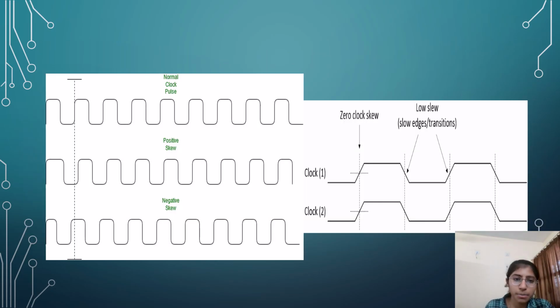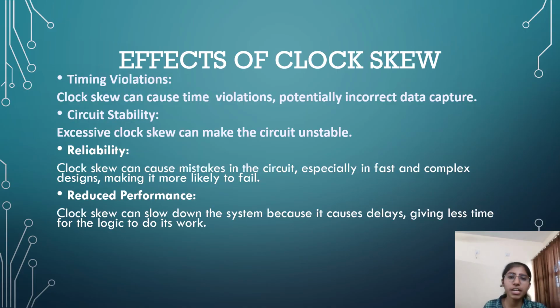So here we have an example where the positive skew is taking more time to generate the signal than the normal clock pulses, and the negative skew is generating the signal before the normal clock pulses, and the zero clock skew has the same timing for clock 1 and clock 2. Further, we have the effects of clock skew.